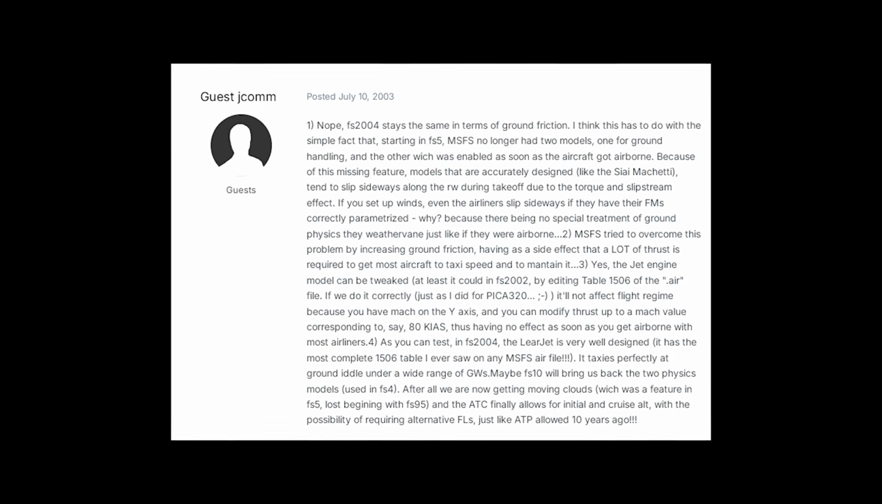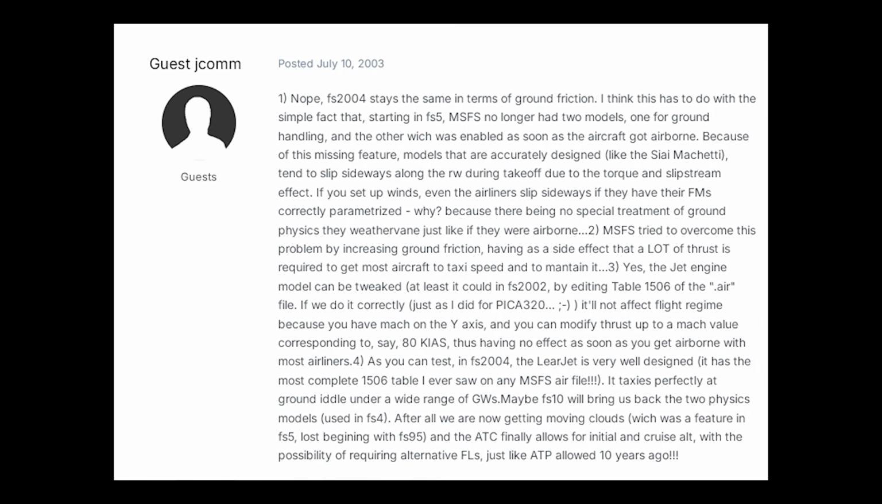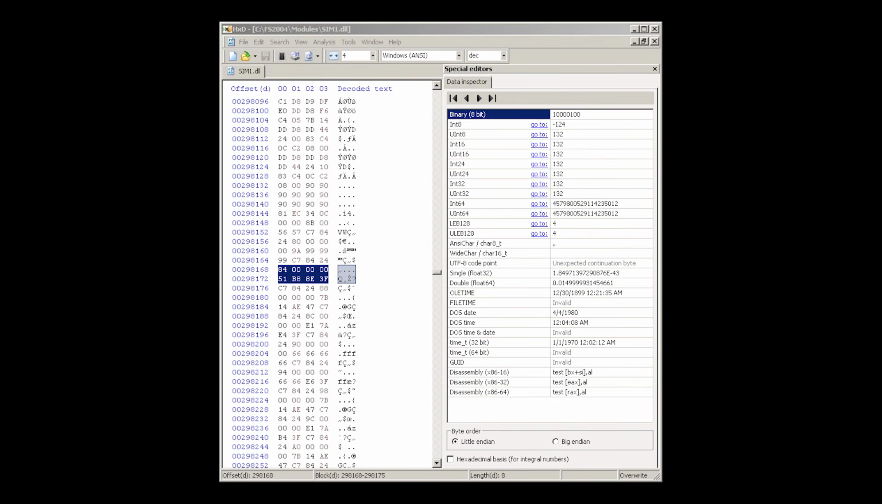So, I'm not really so sure about the veracity of that claim, but I also can't verify or deny it outright. Anyway, speaking of modifying the game files, that's exactly what I've done to fix the idle thrust taxi problem.